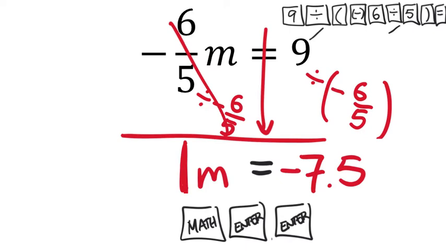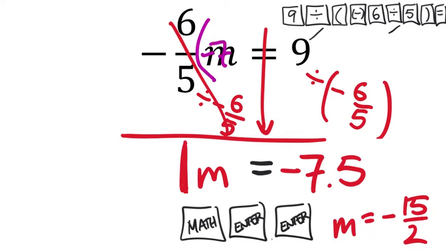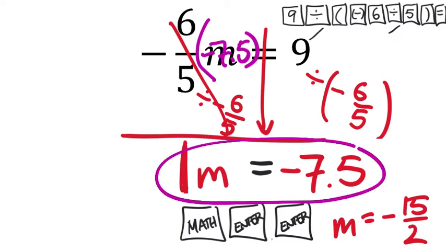And you can see now that it's telling me that if you replace the m with negative 15/2, you'd still get a true statement. And we can check, right? Right here, I'm just going to use the decimal though, negative 7.5. So I type in negative 6/5 times negative 7.5. When I push enter, I do see a positive 9. That makes these both solutions.